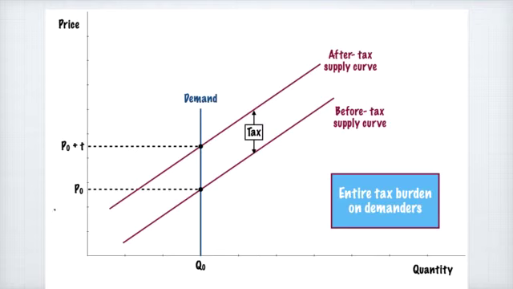So again, consumers were paying P0 for this item before the tax. Now they're paying P0 plus the tax. So the entire tax has been shifted onto the consumers. So even though the tax was placed upon the suppliers of this product, the burden of the tax falls upon the demanders, who now pay the entire tax as a portion of their new price of the product.